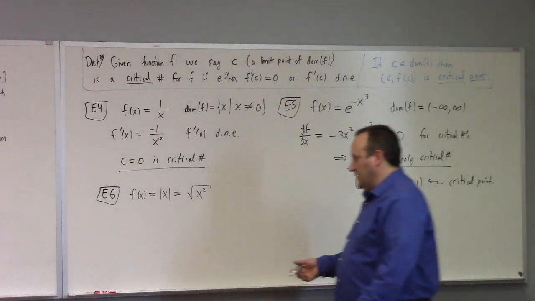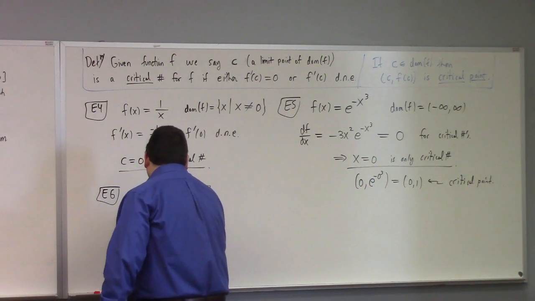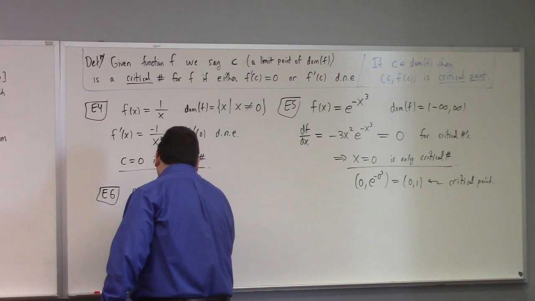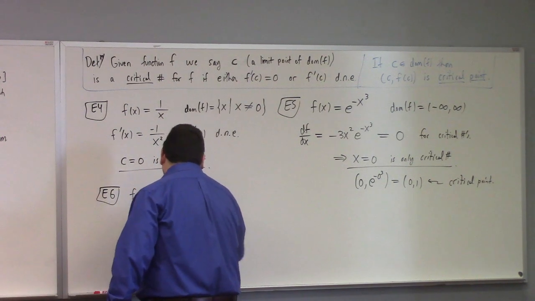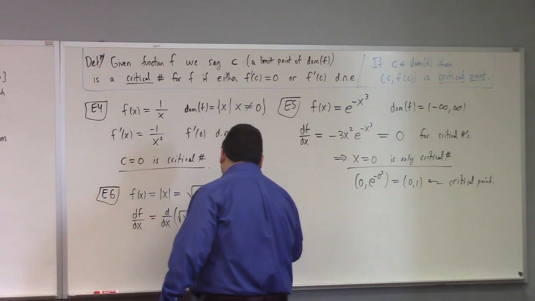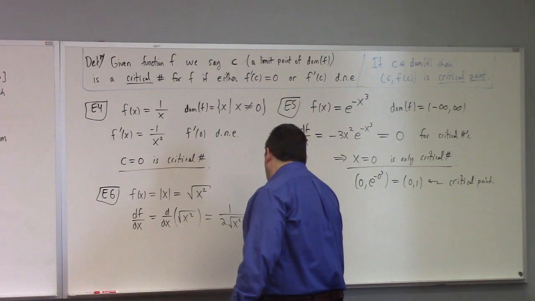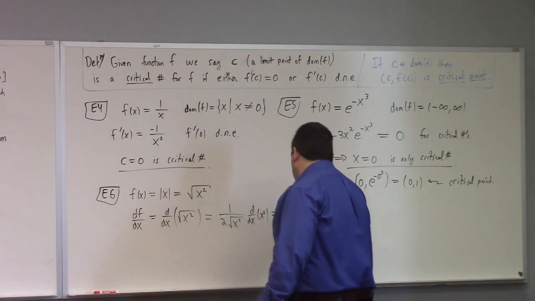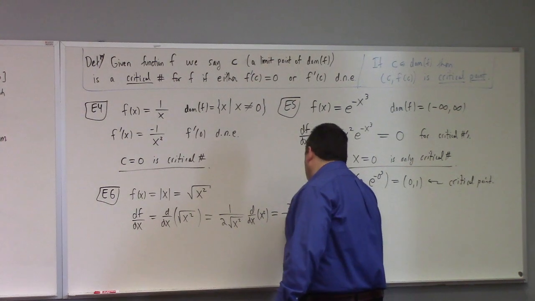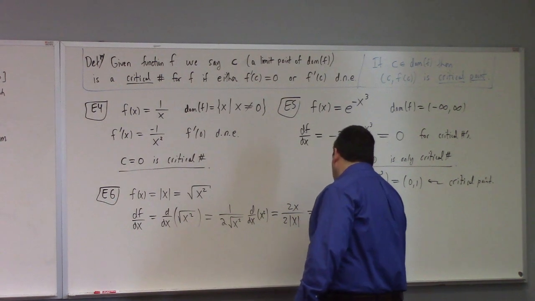And so when I differentiate that, how do I differentiate it? Well, df dx is equal to d dx of the square root of x squared. And so that's, well, 1 over 2 square root of x squared times d dx of x squared. So what you got? You got yourself 2x over 2 times the absolute value of x again. In other words, you got x over the absolute value of x.